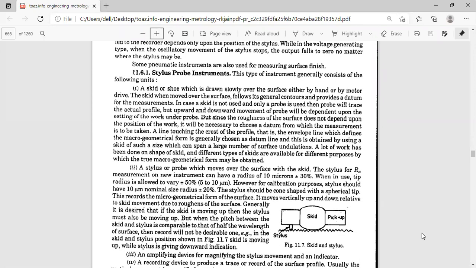So this also we have discussed. Generally, the skid is moving up. The stylus also should be moving up. Already I told you they should be moving along together, not in either direction, not in opposite direction.